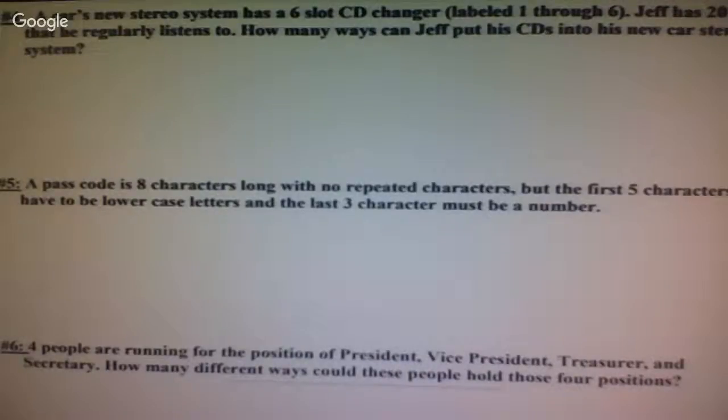Jeff has 20 CDs that he regularly listens to. How many ways can Jeff put his CDs into his new car stereo system? Why is this a permutation? It's labeled 1 through 6. If I put Metallica in slot 1, I can't push slot 4 and listen to Metallica.